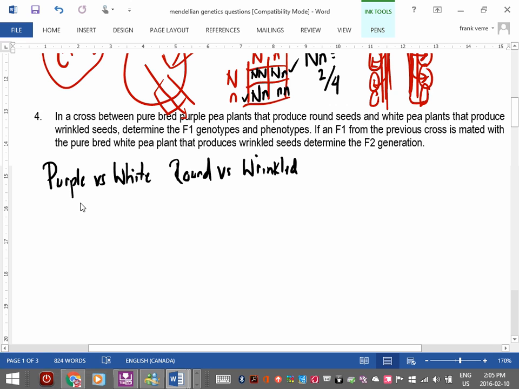Just so you know, because this doesn't say in the question, I'm going to tell you this. Purple is dominant, white is recessive. So we're going to label this as big P, and this is little p. Round is dominant, and wrinkled is recessive. Now, 2 characteristics. Each characteristic is controlled by 1 gene. Each gene has 2 alleles, 2 versions. In this case, you don't know. I know, because this is one of the experiments that Mendel looked at. You wouldn't know. You have to be told if it's dominant or recessive.